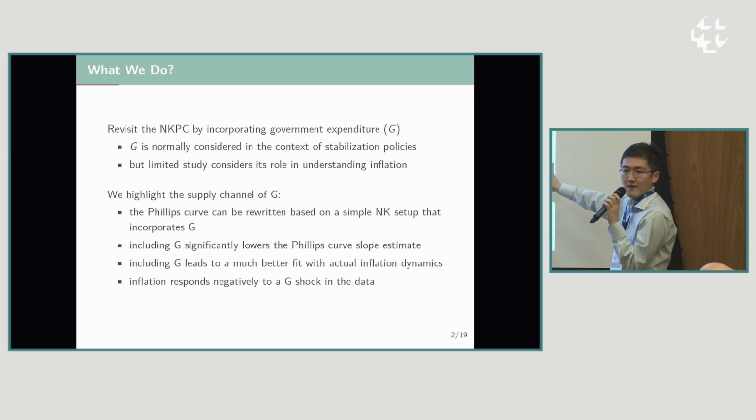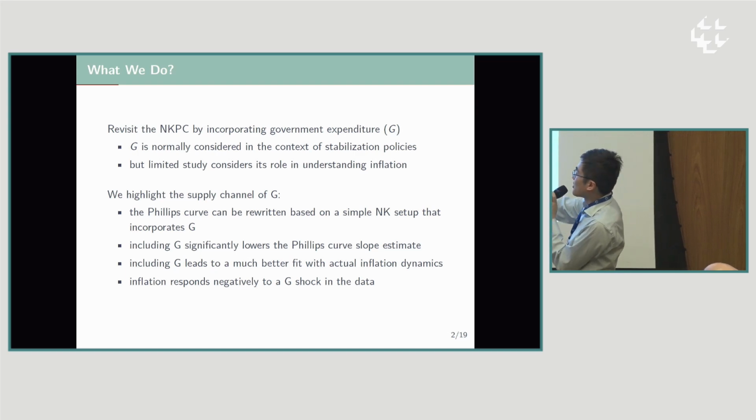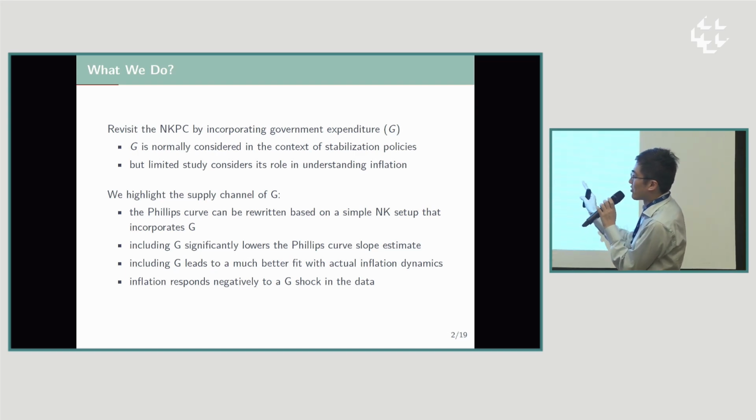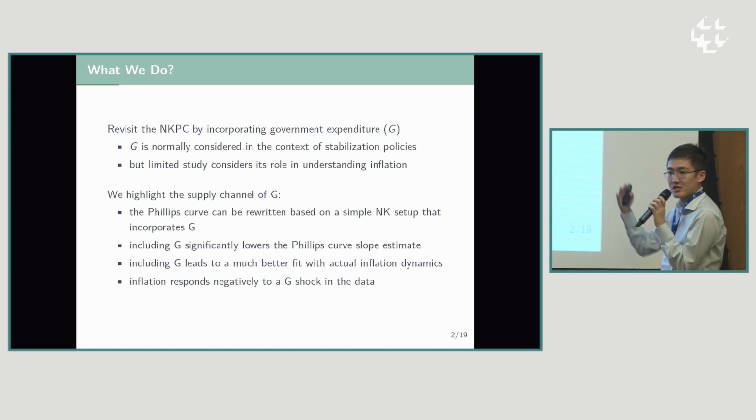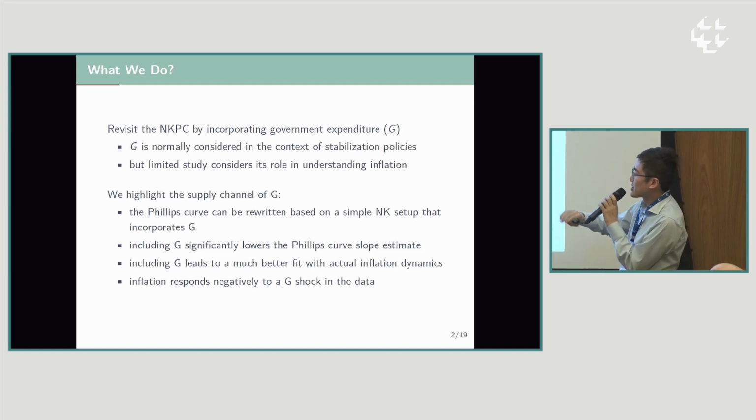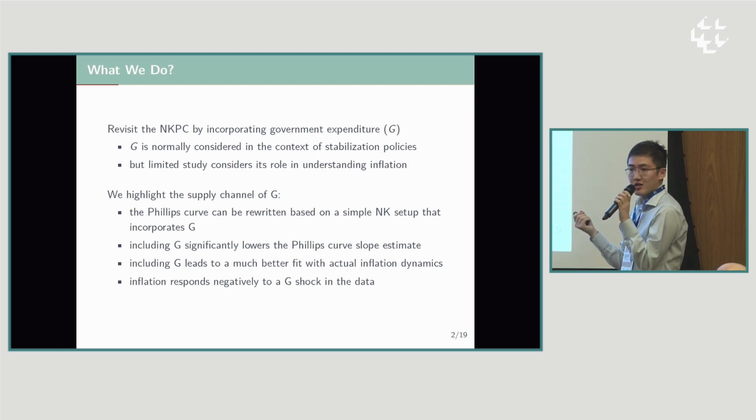Just to clarify, we focus on the US data case. And we also do a similar local projection to see the general equilibrium effects, not just from the supply side, and we show that it is consistent with the evidence from the DSGE literature that inflation actually responds negatively to a positive G shock rather than positively.